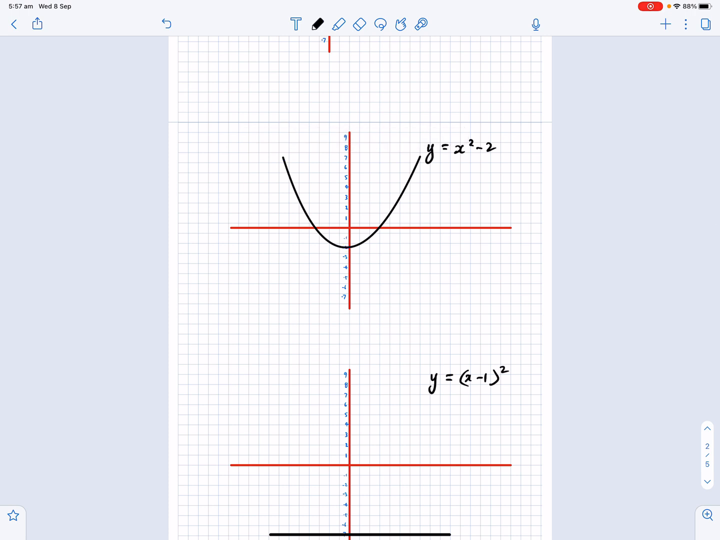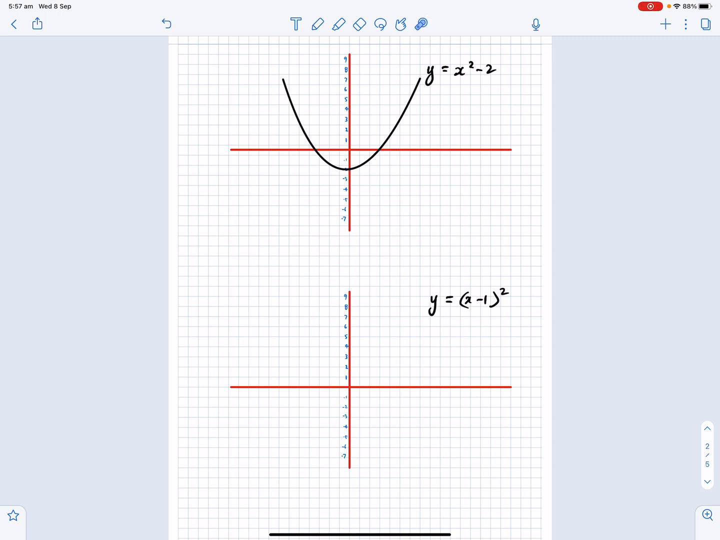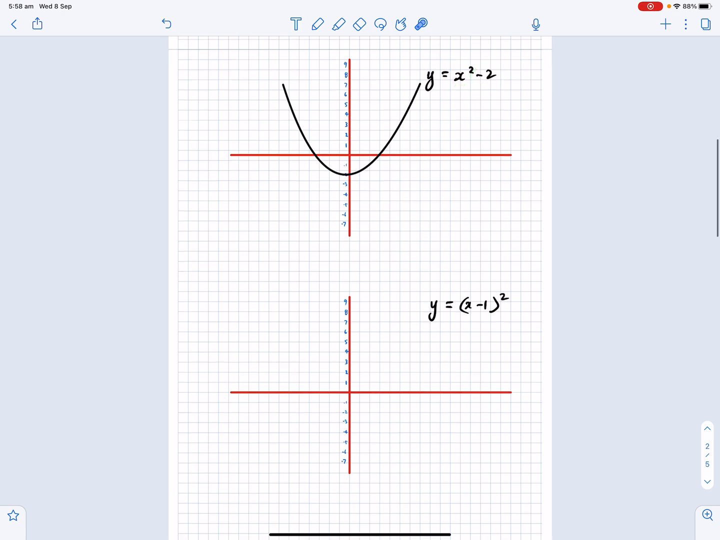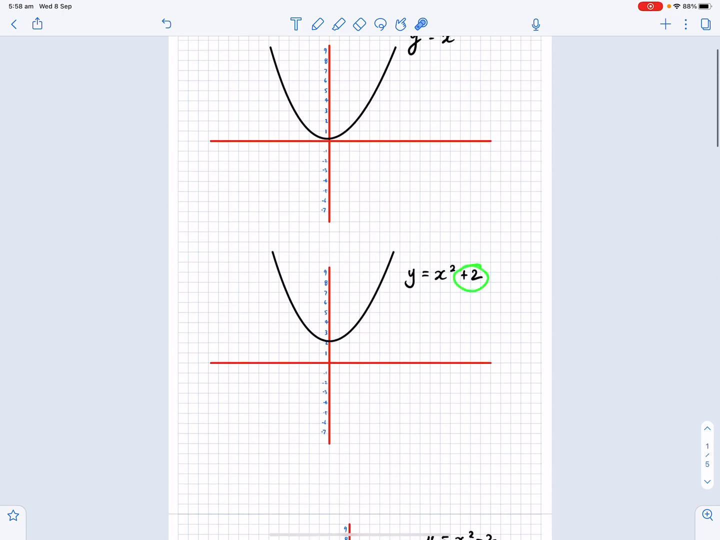All right, and you're done. So that's what you do when you have x squared, a number, and then a number afterwards. So this means move it down, and the previous one means move it up 2 units.